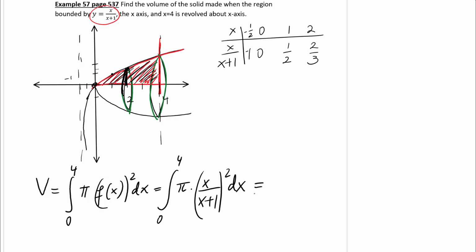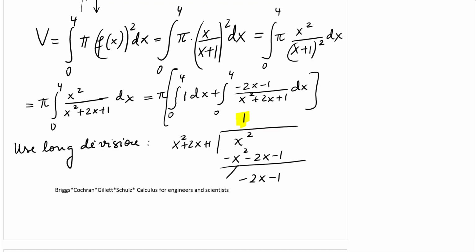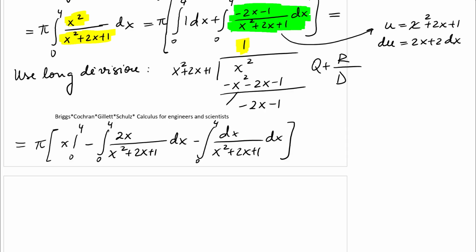I would advise you to pause this and calculate the integral, then unpause and check if we got the same answers. So I noticed that the numerator and the denominator have the same power. Because of that, we'll use long division so that we can rewrite it as quotient plus remainder over divisor. Then we end up with these two integrals that we can calculate using the tables.